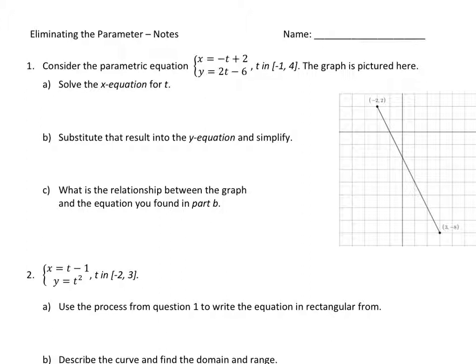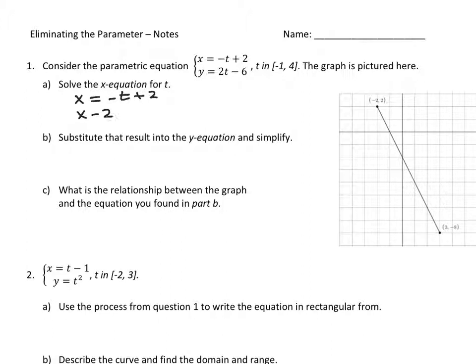And as I can see, it is a part of a line where x equals negative t plus 2 and y equals 2t minus 6, and t goes from negative 1 to 4, and that's just a part of a line. So how do I write the rectangular equation from this parametric equation? Step number 1 is to solve the x equation for t. So let's start with the first equation. x equals negative t plus 2.